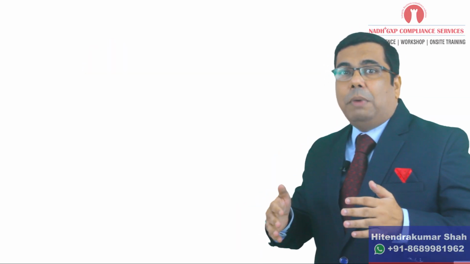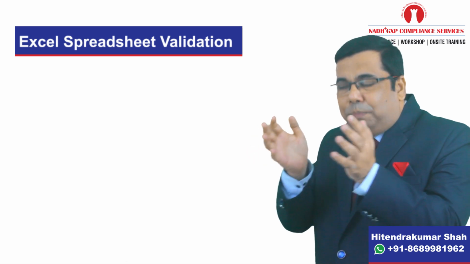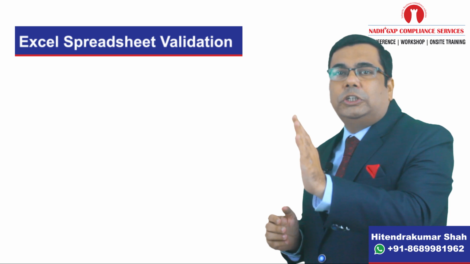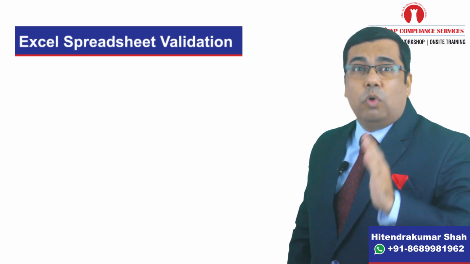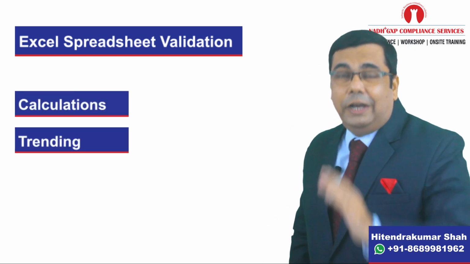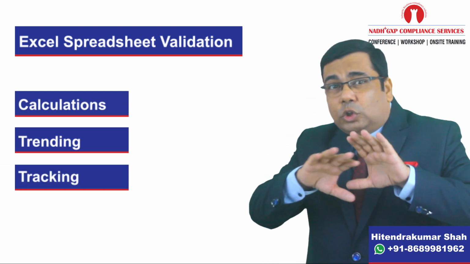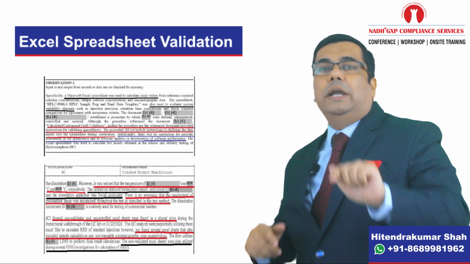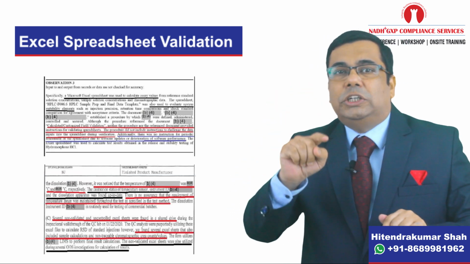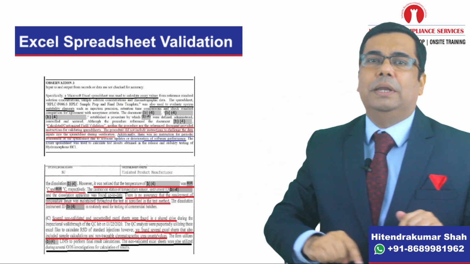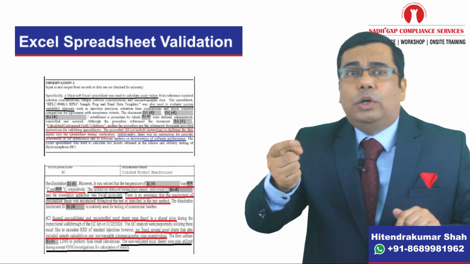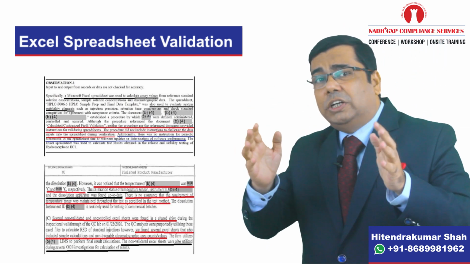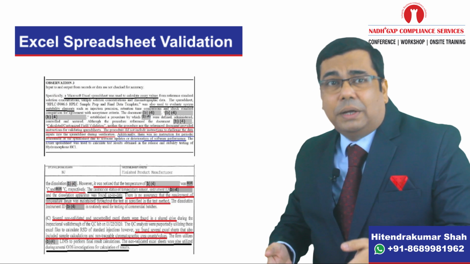Today, we will discuss a brief on Excel spreadsheet control and validation. Many companies are using Excel spreadsheets for GXP purposes, for example, for calculations, trending, tracking, for calculation of the process capability, etc. But it is observed that Excel spreadsheet validation is not done by many companies. Even the companies fail to put controls on Excel spreadsheets. There are even many citations by the FDA also on this topic.